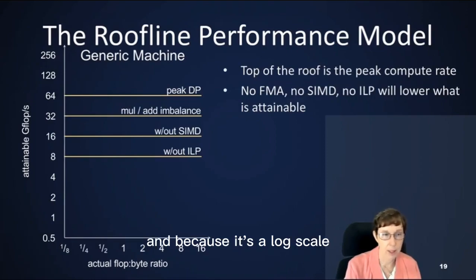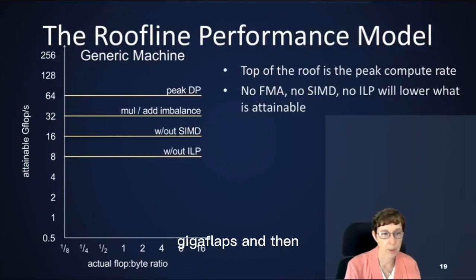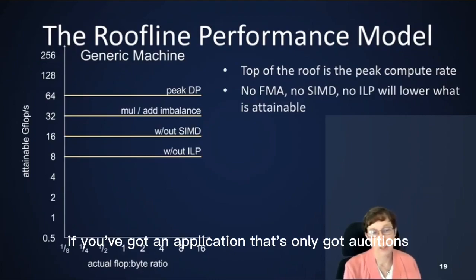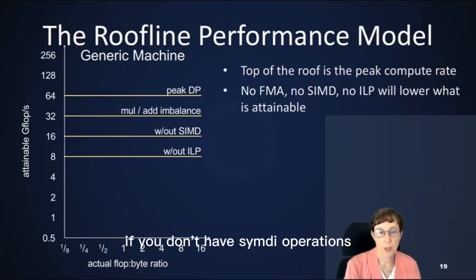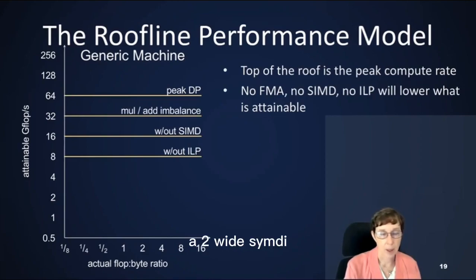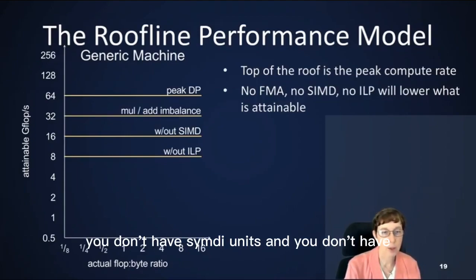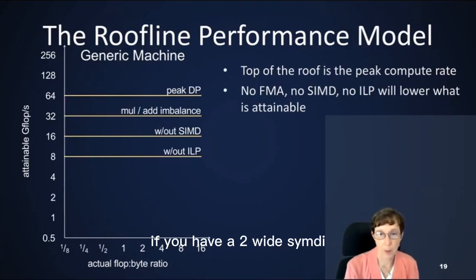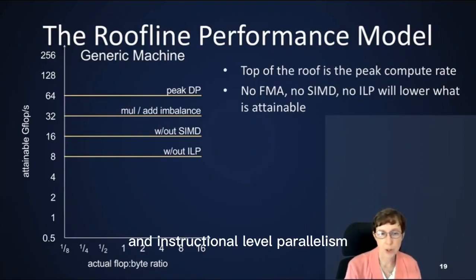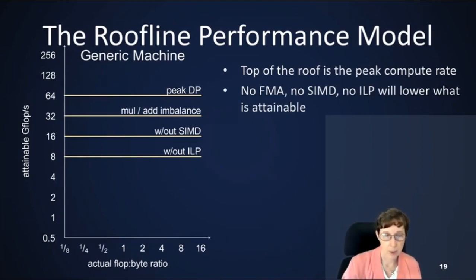And because it's a log scale, here's the peak performance in this hypothetical machine at 64 gigaflops. And then if you've got an application that's only got additions in it, you're going to run at half of the peak. If you don't have SIMD operations, let's say that you've got a 2-wide SIMD, and these things you have to look at somewhat separately, but if you don't have SIMD units and you don't have multiply-add instructions, you'll be down by a factor of 4 if you have a 2-wide SIMD. And instruction level parallelism, we haven't really talked about a lot in this class, but you certainly learned about it in 61C.